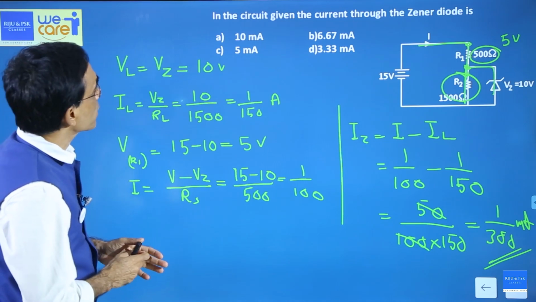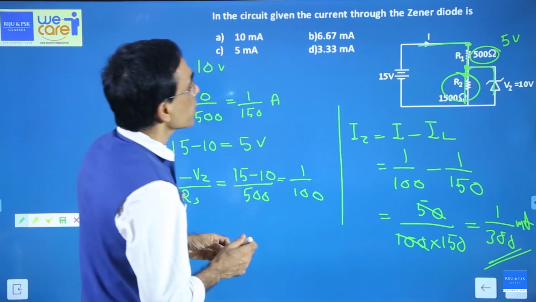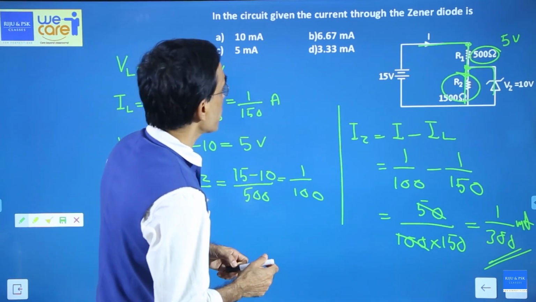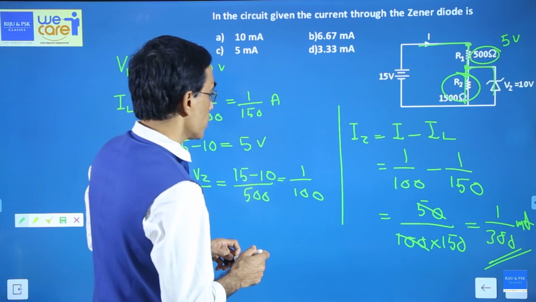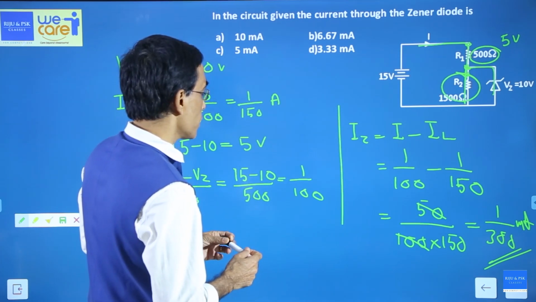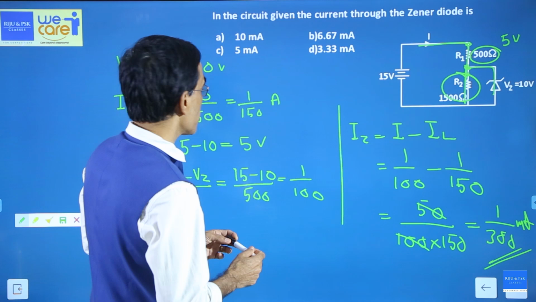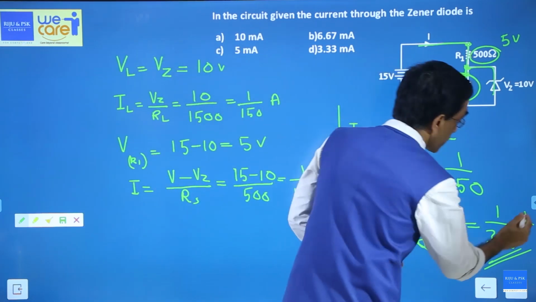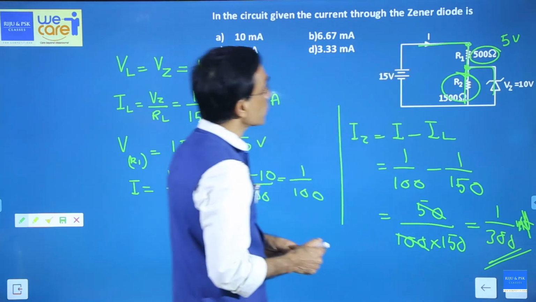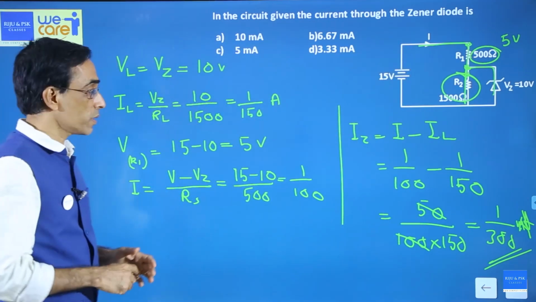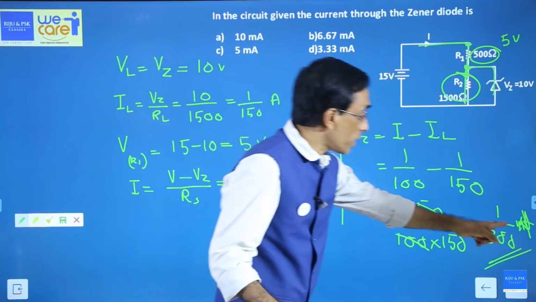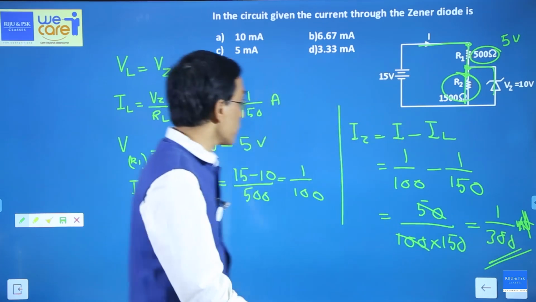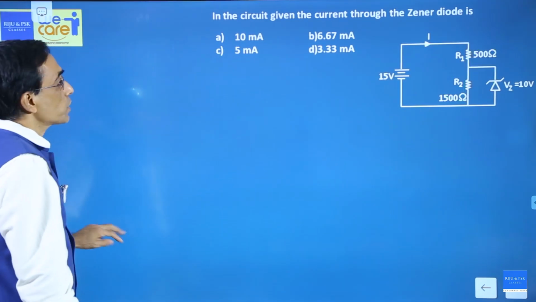Zener current. Is there any value? 500, 1500, 1 by 300. 1 by 300 ampere, I'm sorry, not milliampere, 1 by 300 ampere. So that will give you 3.33 milliampere. This is not milliampere, it's ampere, 1 by 300 ampere. Okay, so that part is over.